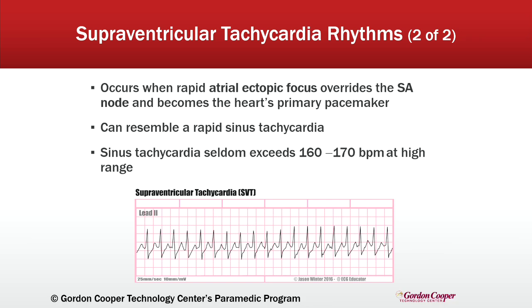The origin of the electrical impulses is different. So in sinus tach, the impulse comes from the SA node, but in supraventricular tachycardias or ectopic atrial tachycardia, they come from an ectopic atrial focus. So this is why the rhythm is considered abnormal, despite appearing similar to sinus tachycardia at times.